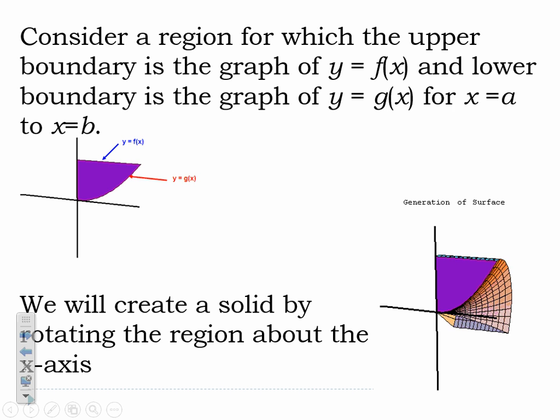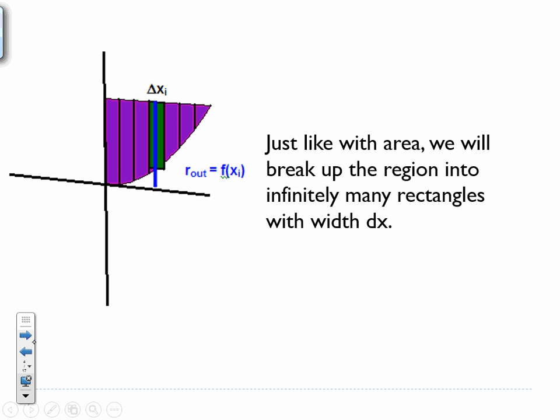All right, so how are we going to find this volume with calculus? What we are going to do is take our region and cut it into infinitely many, infinitely small rectangles. What do we use for Riemann sums? We don't do a Riemann sum anymore. We just do an integral. So we're going to break these up into rectangles with thickness dx.